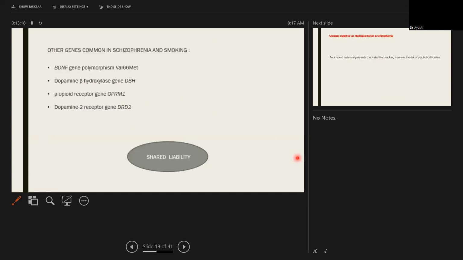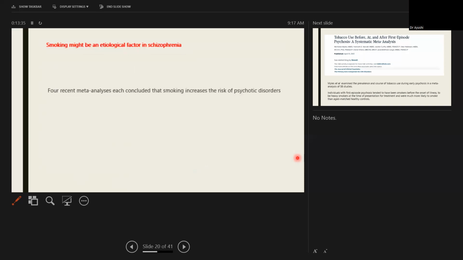The other genes that are common in schizophrenia and smoking are the BDNF gene polymorphism, the dopamine beta hydroxylase gene, the mu opioid receptor gene OPRM1, and the dopamine 2 receptor gene DRD2. So this was the theory of shared liability. Now the last is that smoking might be an etiological factor for schizophrenia.